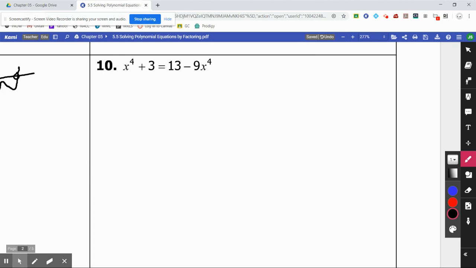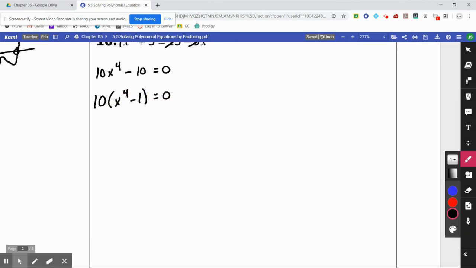Next up, let's move all of our terms to one side. Minus 9x to the 4th, we're going to now add it, so that'd be now 10x to the 4th. Plus 13 is minus 13, so you get negative 10 there. Let's factor out a GCF, which is 10, and you're left with x to the 4th minus 1. X to the 4th minus 1 is a difference of squares. Bring down the 10. Difference of squares factors into conjugates.